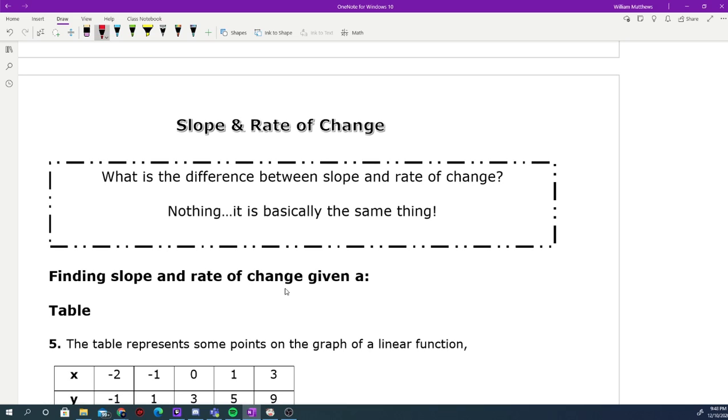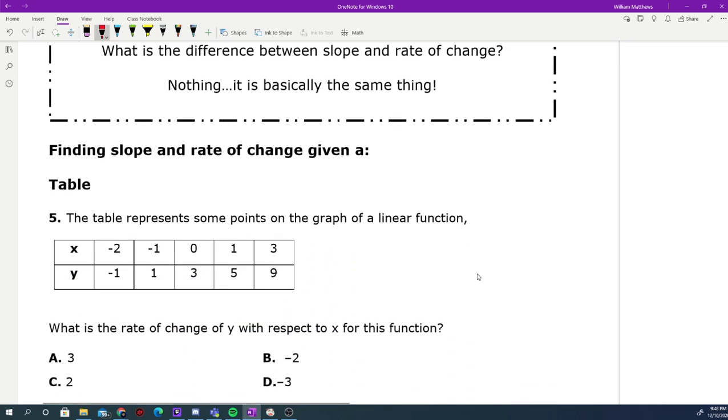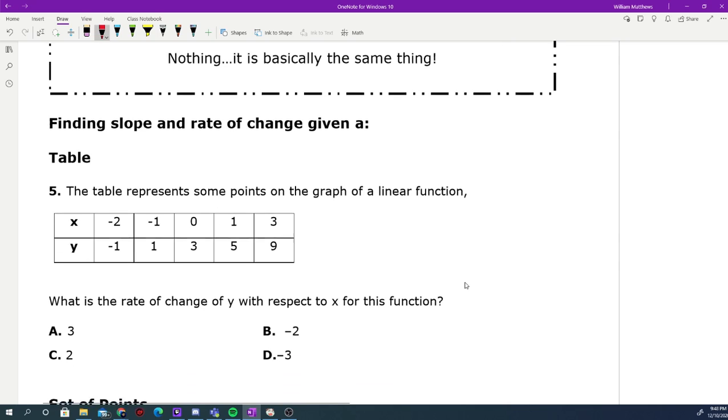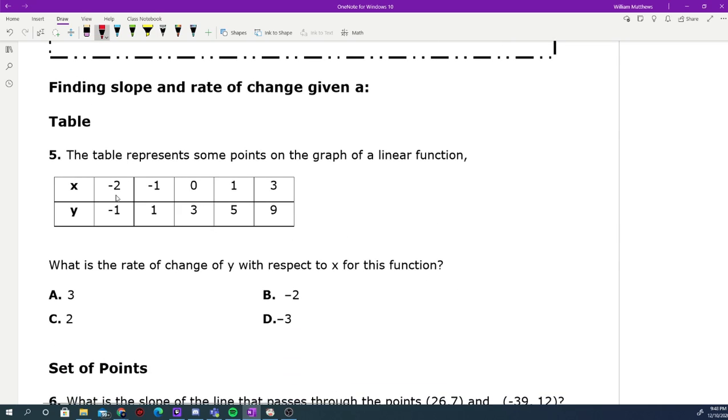Speaking of which, we'll go on to the next section of focusing on slope and rate of change. Now, I can interchange these phrases whenever I like because they mean the same thing. When finding a slope or the rate of change for a table, you can compare any 2 points and use their change of their values.